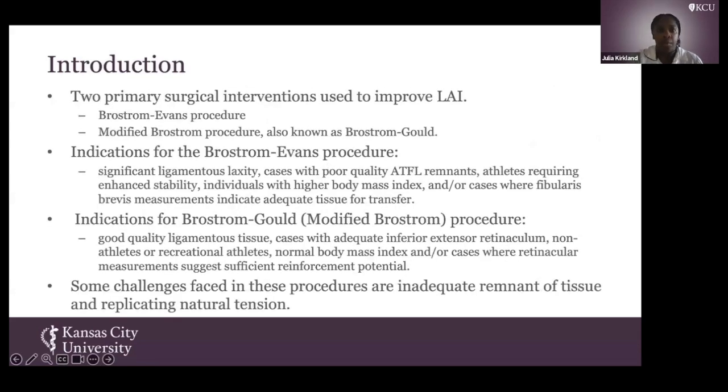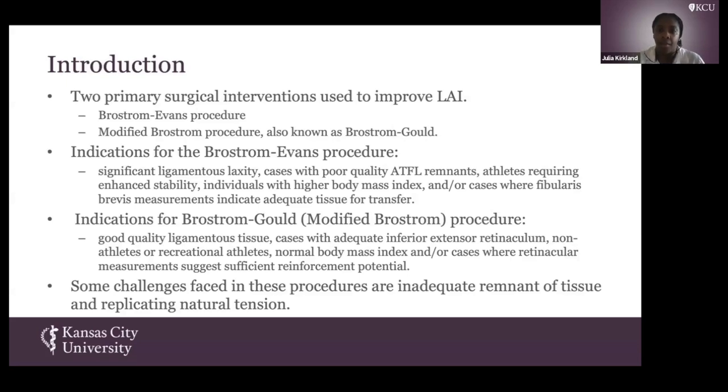So there are two primary surgical interventions used to improve lateral ankle instability. The first is the Broström-Evans procedure, and the second is the modified Broström procedure, also known as the Broström-Gould. The choice between the Broström-Evans and the Broström-Gould procedures depends on several anatomical and clinical factors.